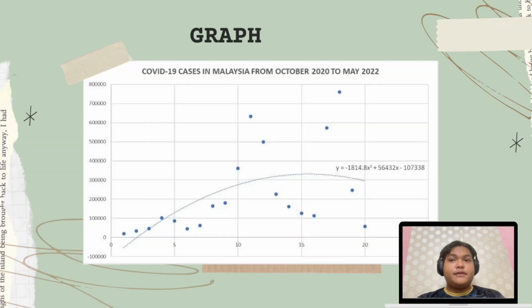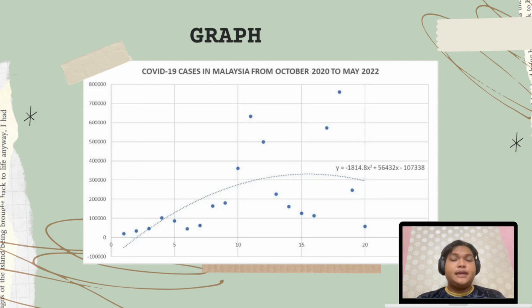So this is the graph for the polynomial function. It is the same as before. We plot all the points in Microsoft Excel, and then we create the graph by clicking insert graph and selecting the point graph. So as for the line, we choose the trend line, and the function we will get is the same as we do manually just now.